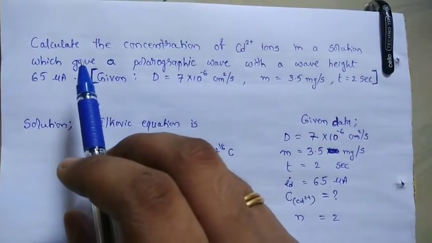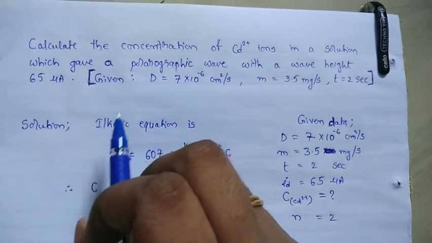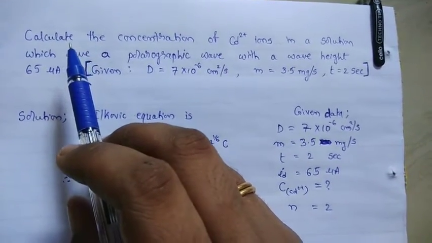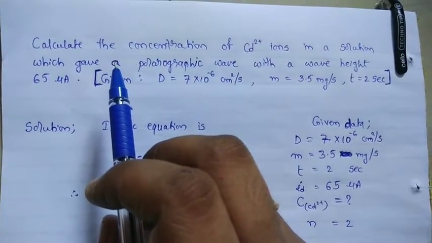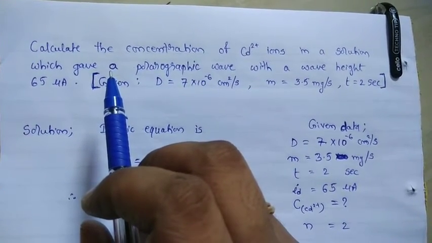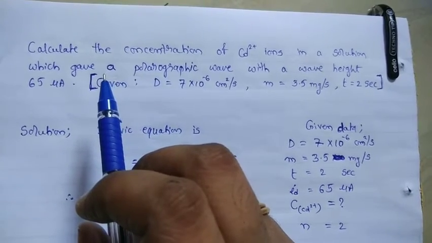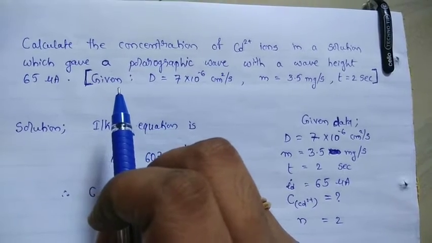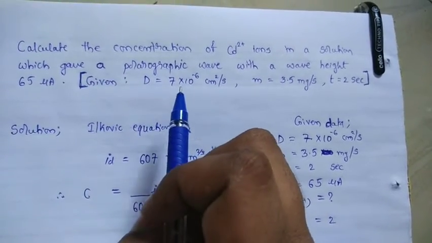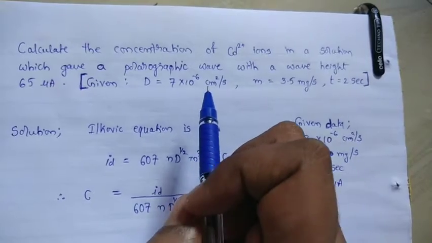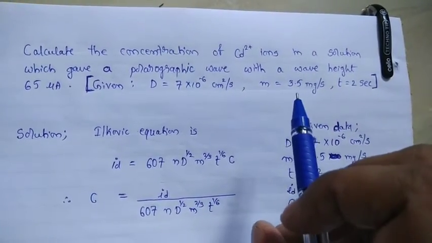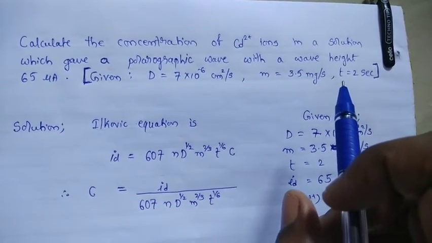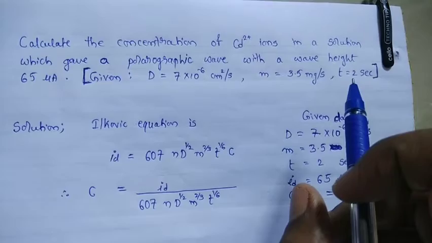Now let's try to solve some numericals related to the Ilkovic equation. The first problem is: calculate the concentration of Cd2+ ions in a solution which gave a polarographic wave with a wave height of 65 microampere. In addition, the other data given is D equal to 7 into 10 to the power minus 6 centimeter squared per second, and small m is 3.5 milligram per second, and the drop time, that is t, equal to 2 seconds.